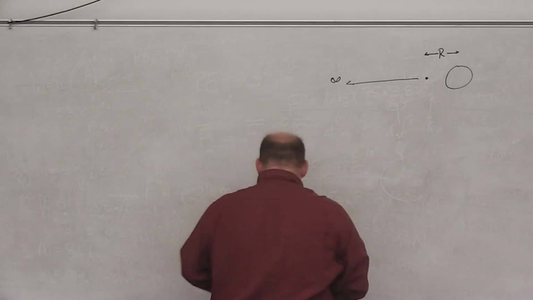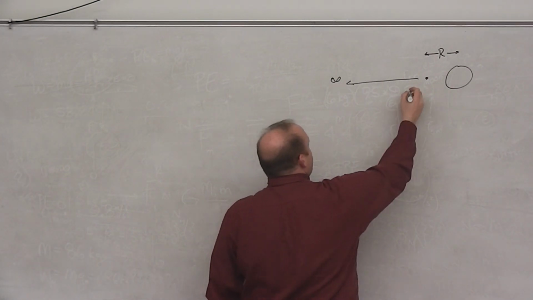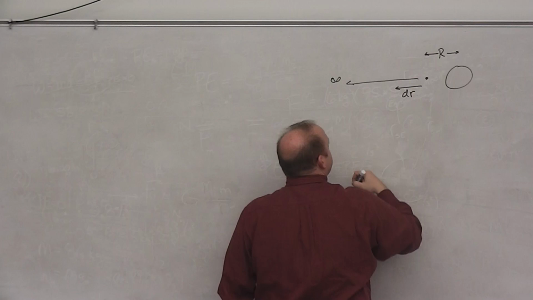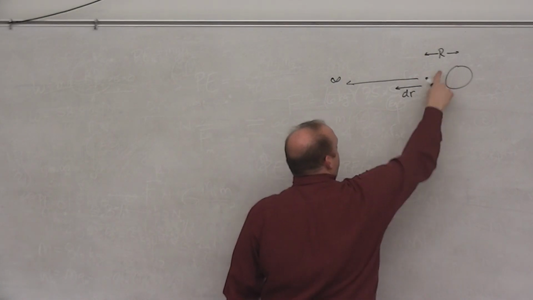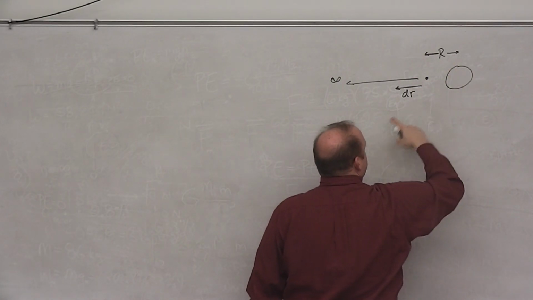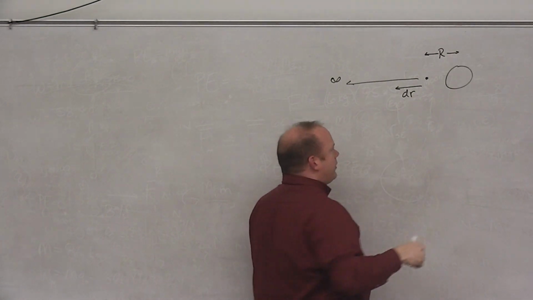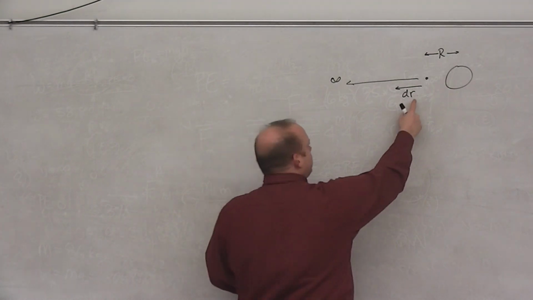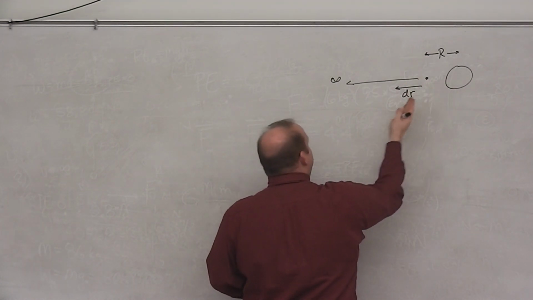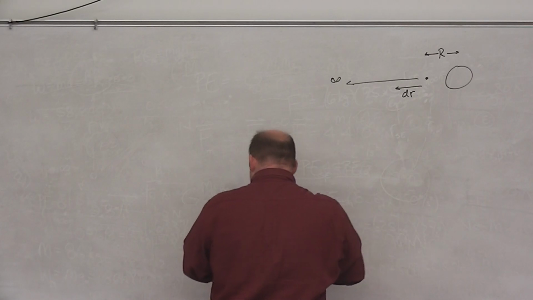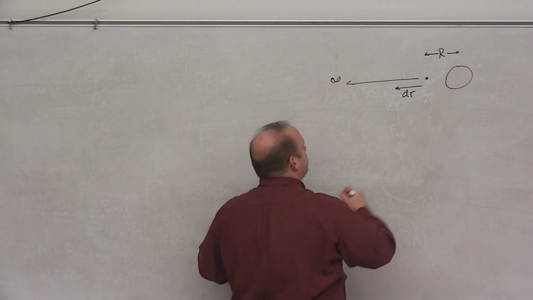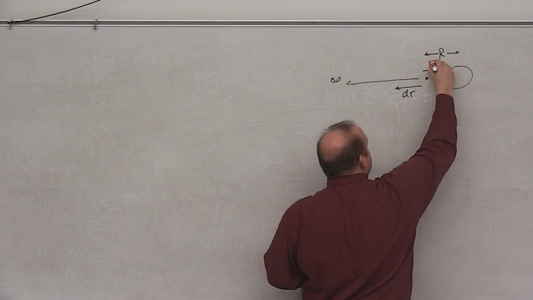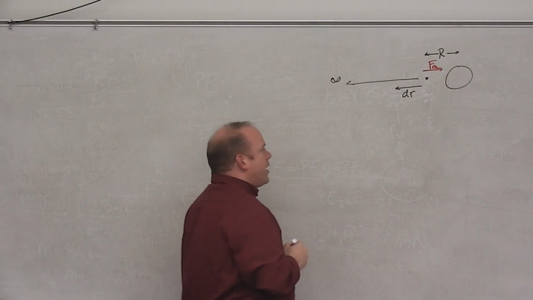Okay? Well, a couple things to note. We're going to have a change in distance, dr, as we go out here. Big R is the starting distance. Little r is going to be the distance at any moment in time. Our dr is going to move us from here out towards infinity. The gravitational force is going to pull back the other way. So the force of gravity pulls back in the other direction.